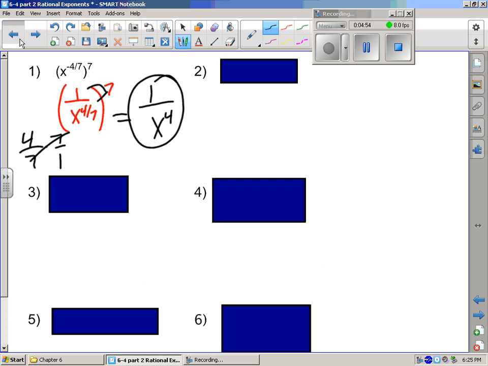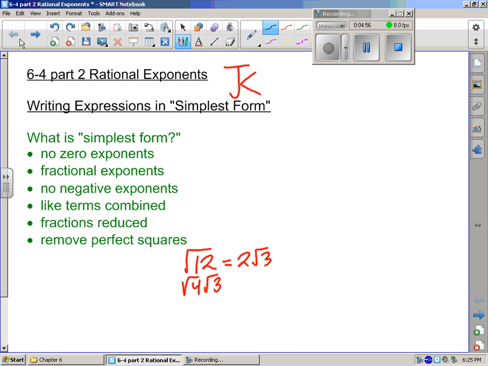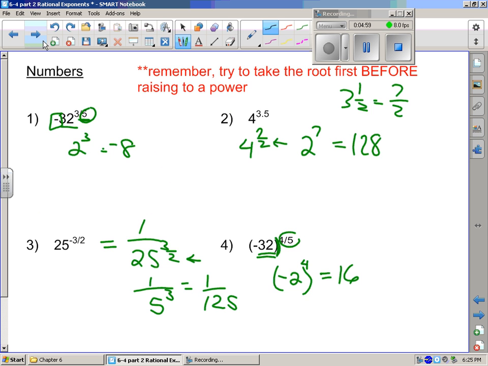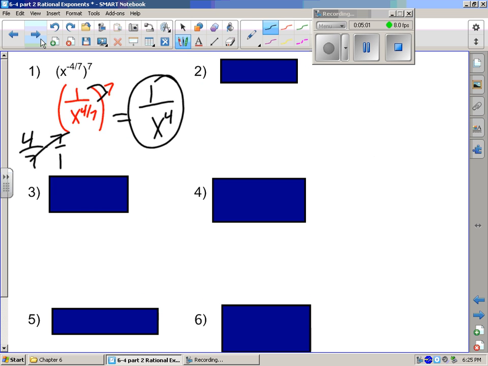And remember, you can refer back to that list. It's all the simplifying criteria there.